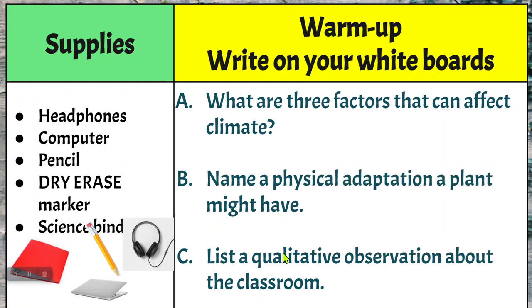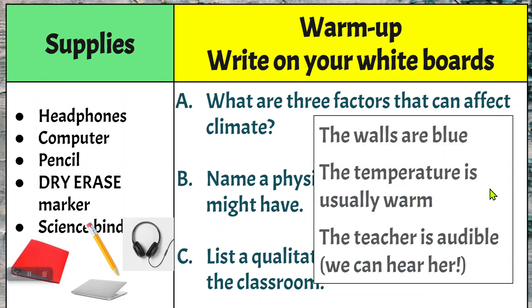And finally, list a qualitative observation about the classroom. Lots of things that you can think of in the classroom, and you might say that the walls are blue. The temperature is usually warm in our classroom. The teacher is audible, which means we can hear her, because your teacher is often pretty audible.